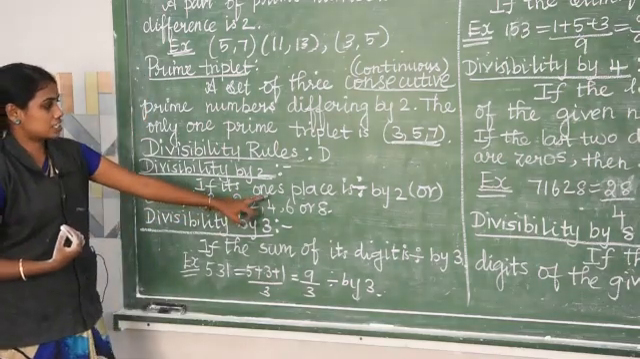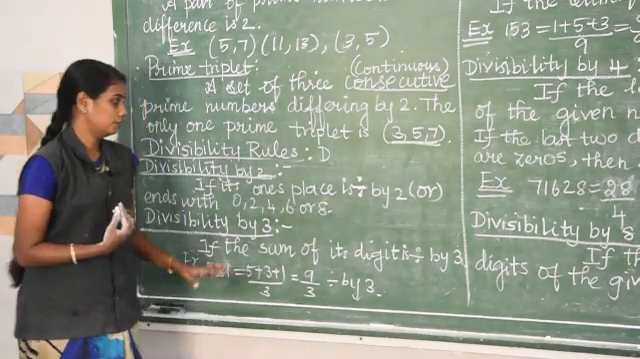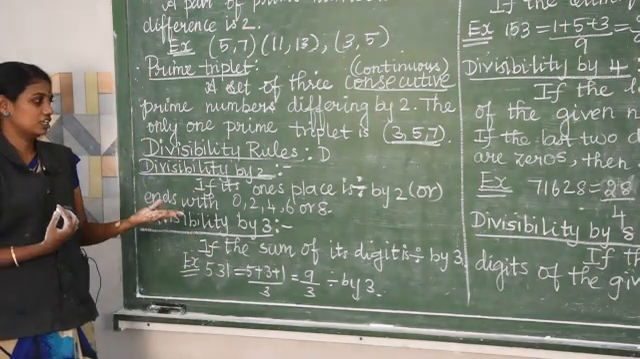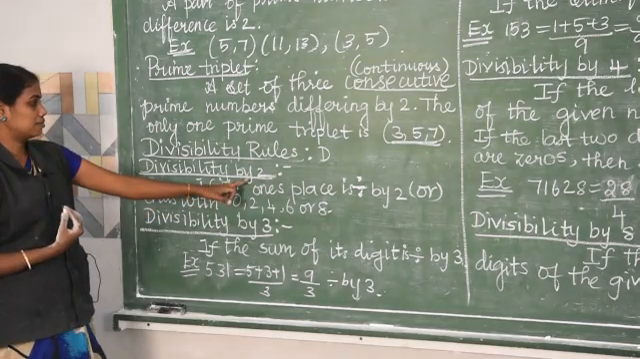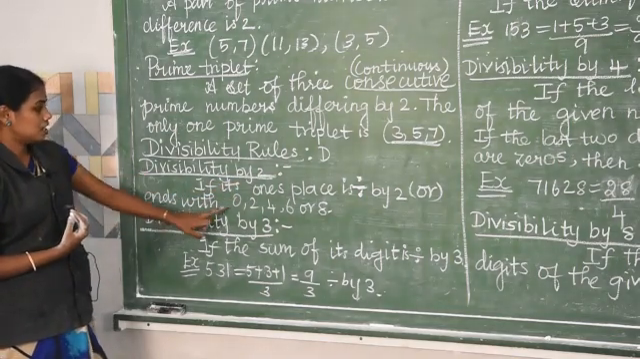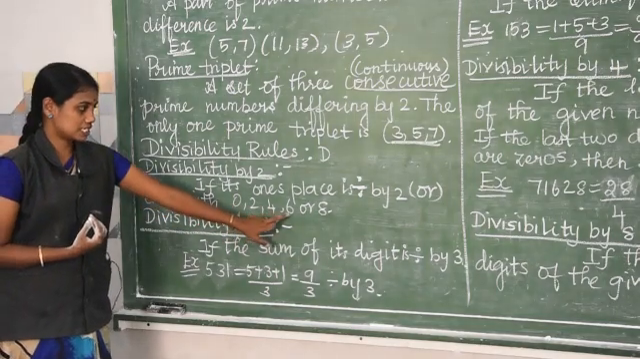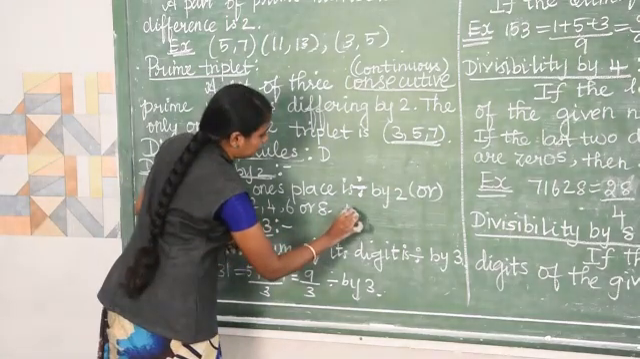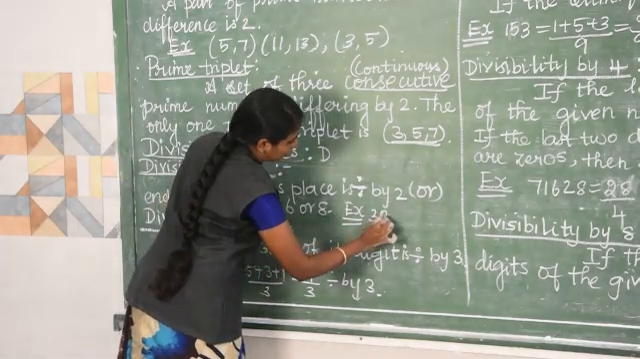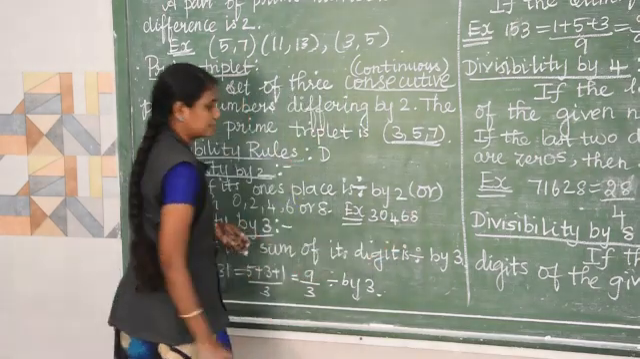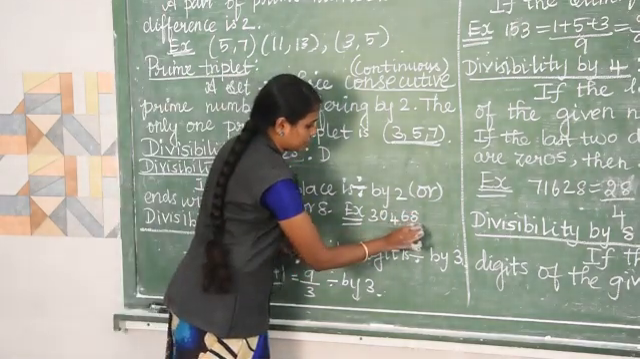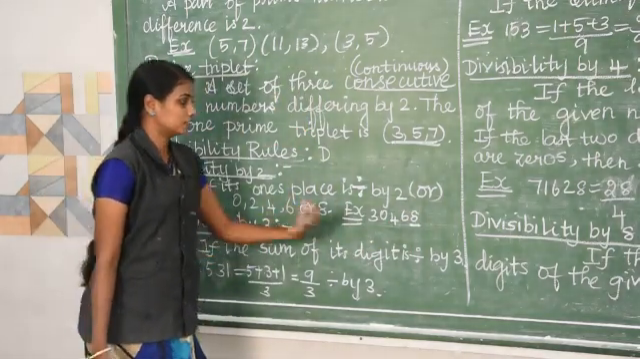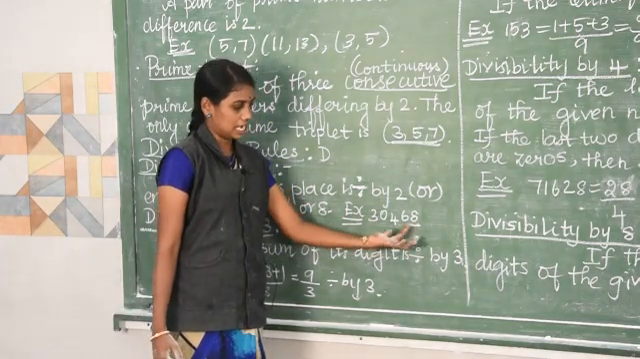If its ones place is divisible by 2. Ones place means the ending place, the last digit. If it is divisible by 2, that is divisibility by 2, or it ends with 0, 2, 4, 6 or 8. For example, 30,468. See the ones place alone, it ends with 8, so it is divisible by 2. You can tell with the clue, so see the last digit.